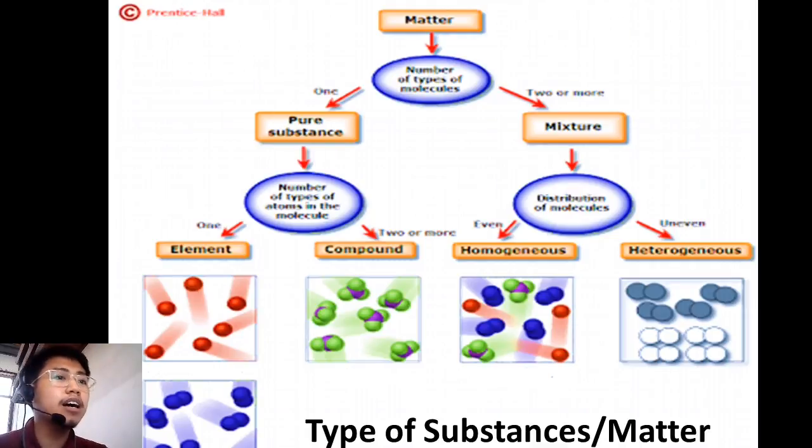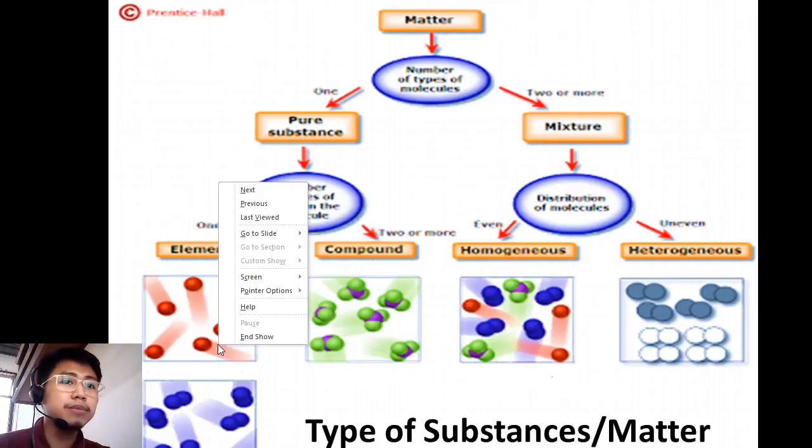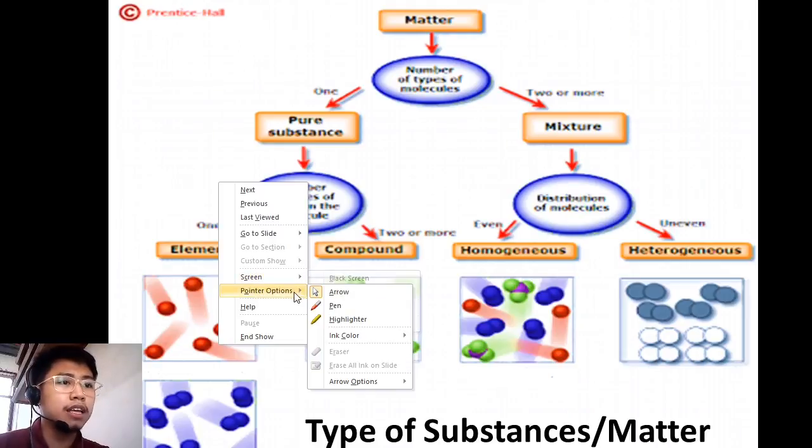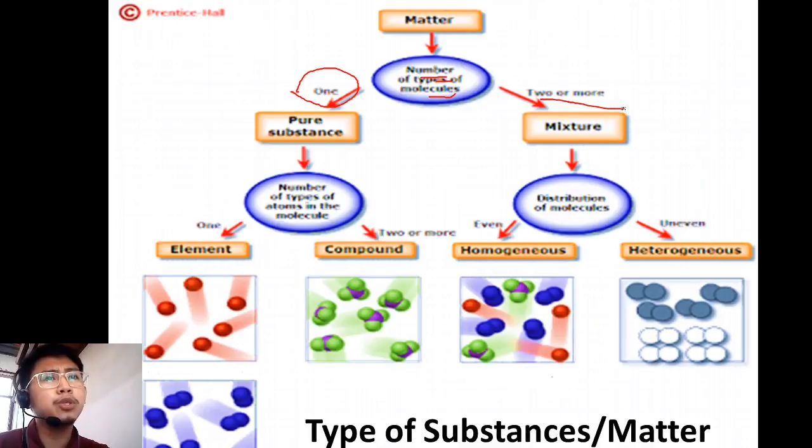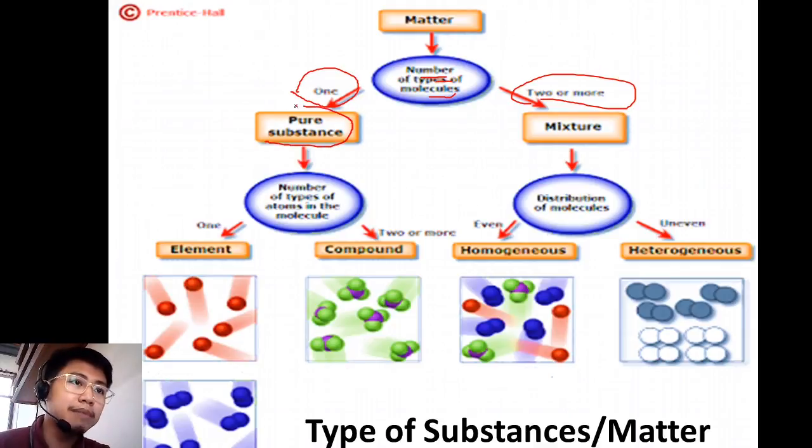Now, what are the types of substances or the types of matter we have in our surroundings? First, we need to understand the number of types of molecules that it has. There are two types of matter in that category. We have one type of molecule only, and we have two or more. When we say one type of molecule, that matter is called a pure substance. From the word itself, pure, it doesn't mix with other substances or other molecules.